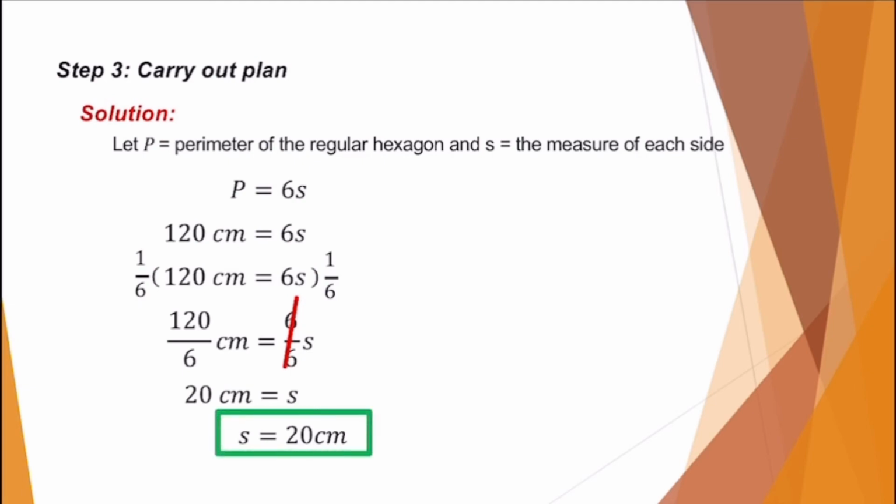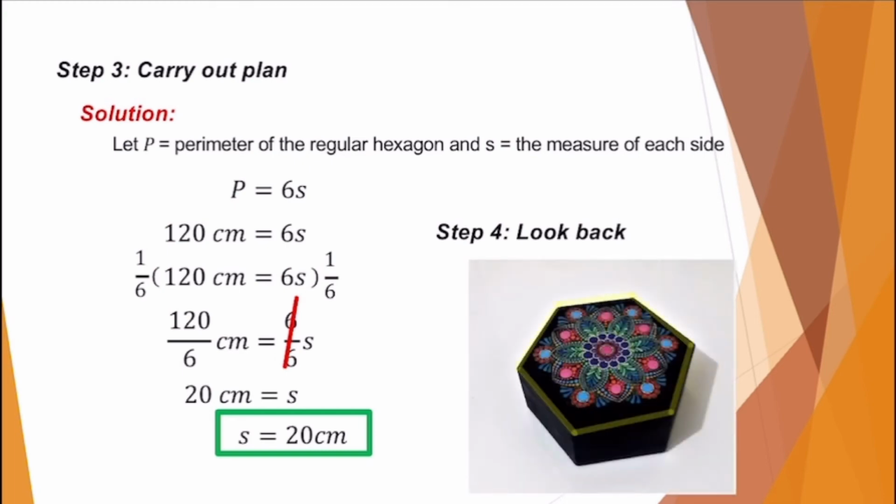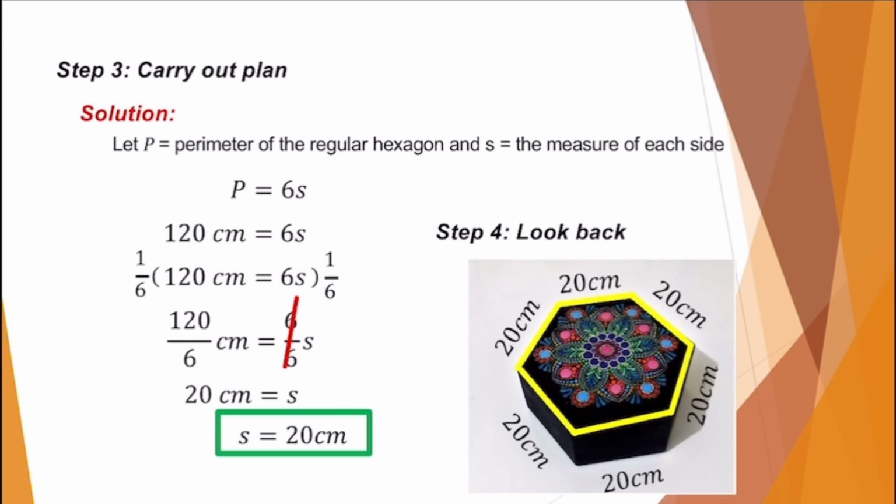For our step 4, let's look back. Since we already know the answer, we can now interpret it. Therefore, each side of the regular hexagonal jewelry storage measures 20 centimeters. Let's solve more problems involving the sides and angles of a polygon for better understanding.